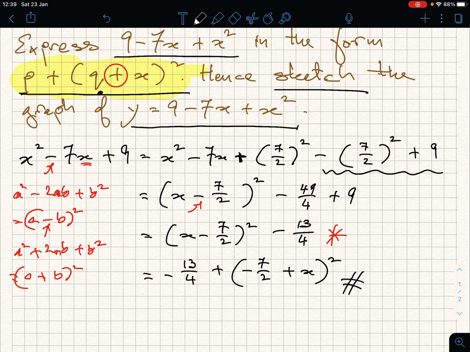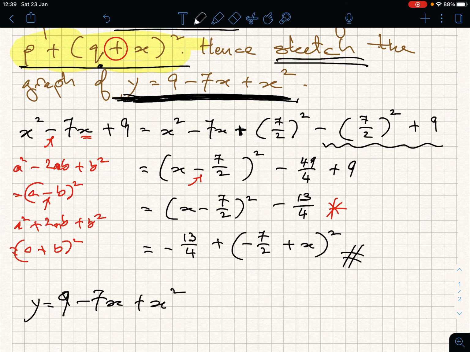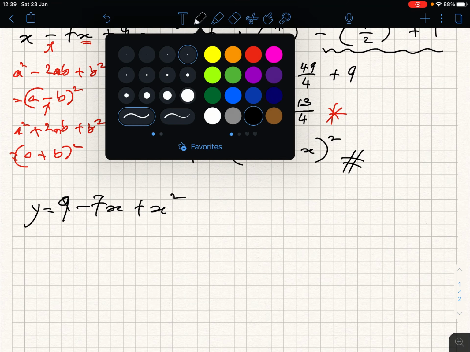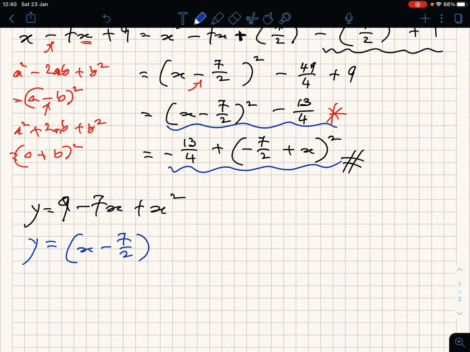After that we are required to sketch this graph. Remember, we cannot sketch the graph of y equals 9 minus 7x plus x squared as it is. The only way is to sketch in terms of the completed square version. So I put x minus 7 over 2, bracket squared, minus 13 over 4.